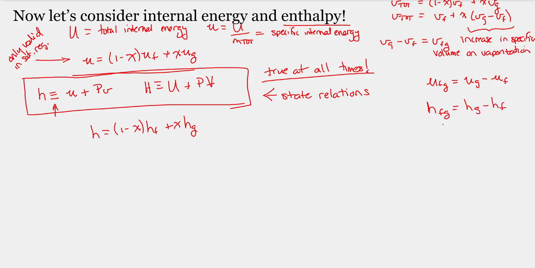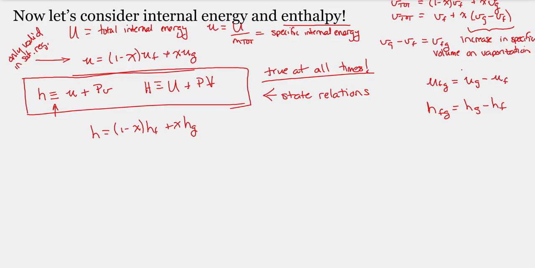And hopefully you can see, even though we call these HFG, the gas phase actually occurs first, and that's primarily because we like these numbers to be positive numbers. The enthalpy of the gas is always higher than the enthalpy of the liquid. The internal energy of the gas is always higher than the internal energy of the liquid during that phase change for a constant temperature, constant pressure process.